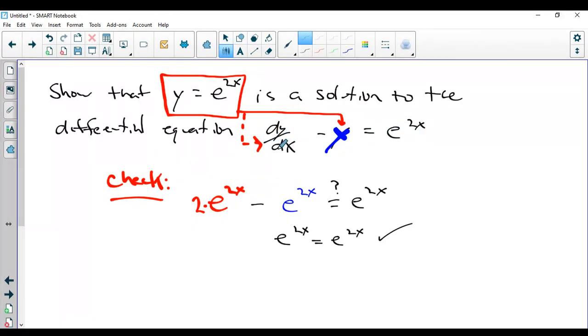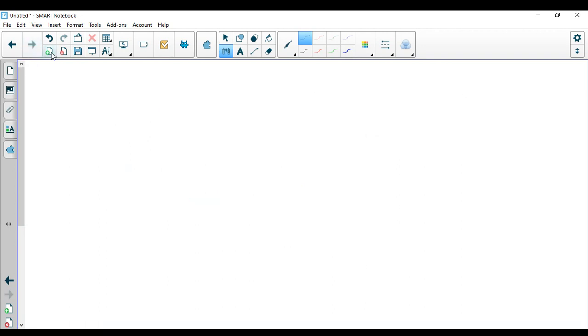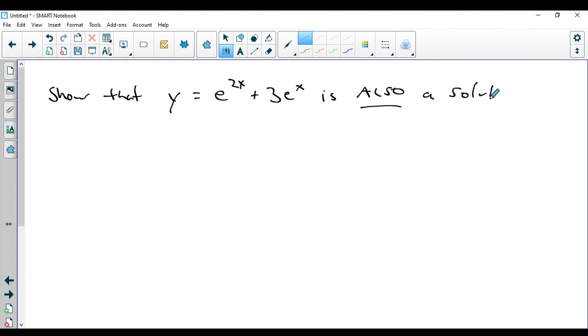So here you have an order 1 differential equation, and you have a solution that looks like y equals e to the 2x. So you check it just like you check 5x equals 10. So no sweat there. All right, so let's do this now. Let's kick it up a notch, and let's show that y equals e to the 2x plus 3e to the x is also a solution to dy dx minus y equals e to the 2x.